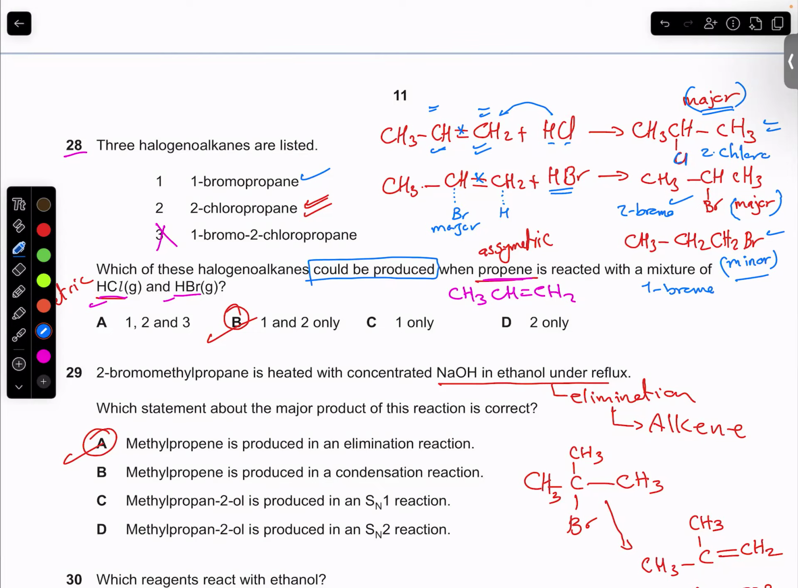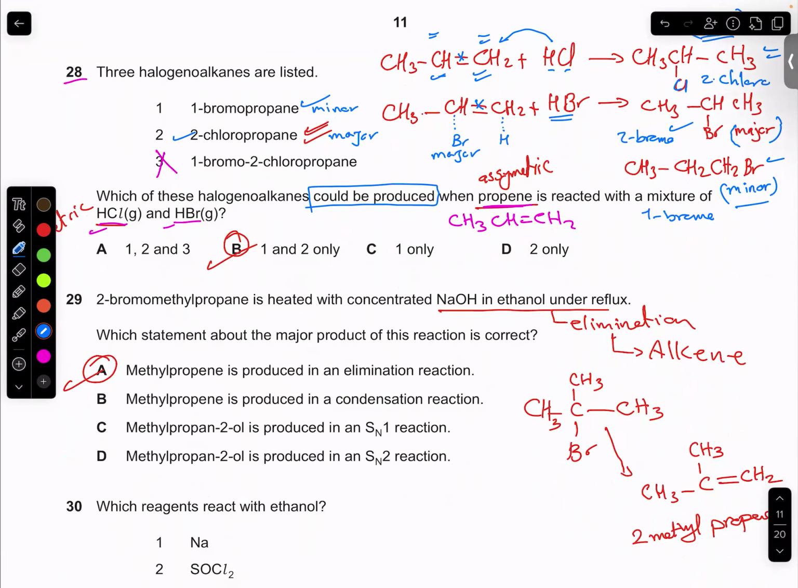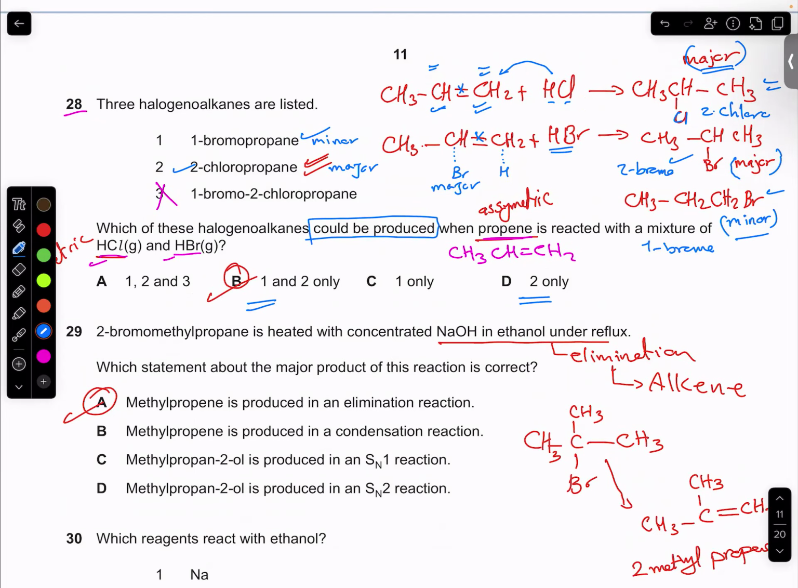is the minor product. So I have here 2-chloro, which is the major product of the first reaction, and we have here 1-bromo, which is the minor product in the second reaction. Right. According to the question, the answer could be D or B. D, because in the first reaction, the major product is 2-chloropropane, yes, and in the second one, 1-bromo is the minor product, so it is produced in a very small amount.